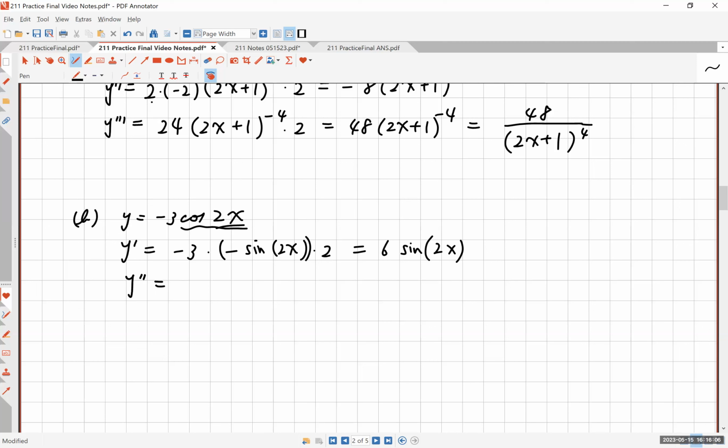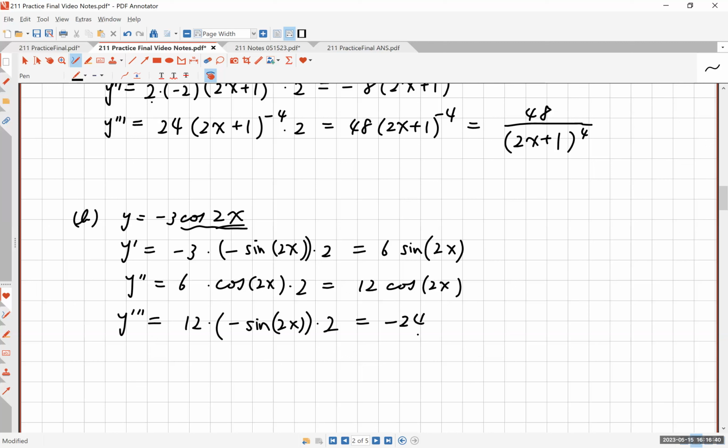Okay, the second derivative, 6 stays a 6, and then sine becomes cosine. And then, of course, it's cosine of 2t or 2x times the derivative of 2x. So now you have 12 times cosine of 2x as your second derivative. The third derivative is 12 times, again, the derivative of a cosine function is negative sine. So negative sine of 2x times the derivative of the inside function. And so now this becomes negative 24 times sine of 2x. Okay, and that is your third derivative.